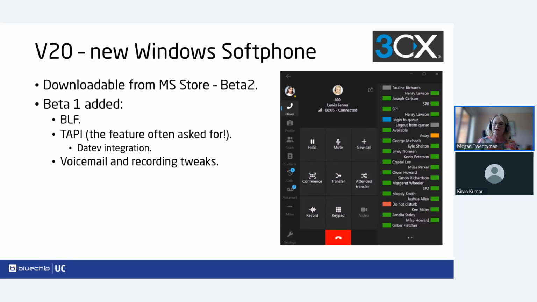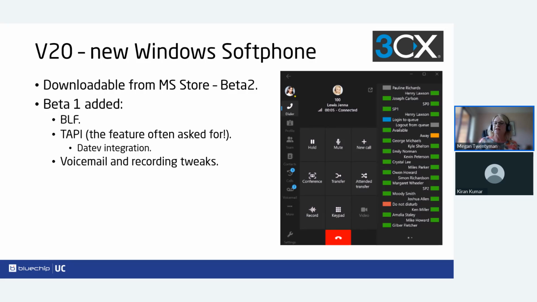So beta 1 of it, so we had a preview with preview 20, then we had beta 1, which added in the BLFs, which are also linked up and synced up to your web client as well. They've also added Tappy, which is a feature that not everybody uses, but when people do want to use it, they're constantly crying for it. And it was originally only in the legacy soft phone, then it got added to the desktop app recently, but it's coming through in this new Windows soft phone.